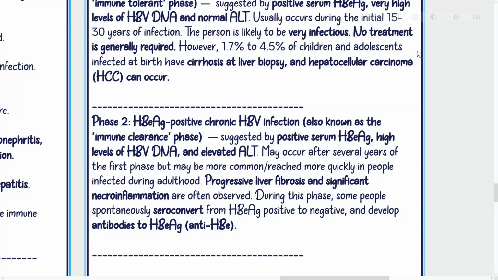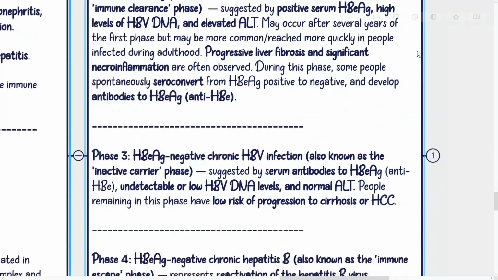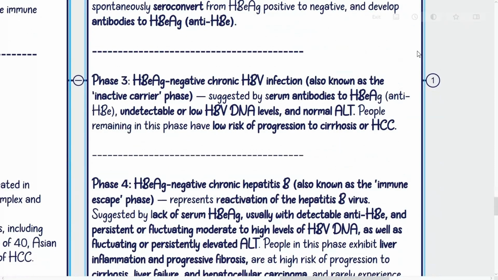Phase 3. Hepatitis B e antigen negative chronic HBV infection, also known as the inactive carrier phase, suggested by serum antibodies to E antigen, anti-HBe. Undetectable or low HBV DNA levels and normal ALT. People remaining in this phase have low risk of progression to cirrhosis or HCC.